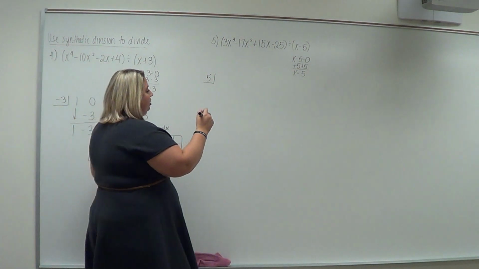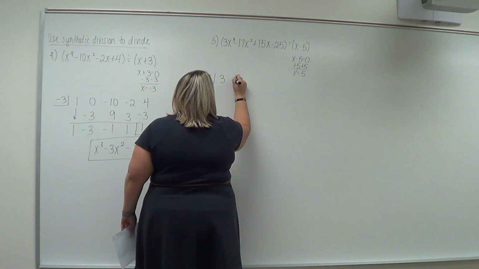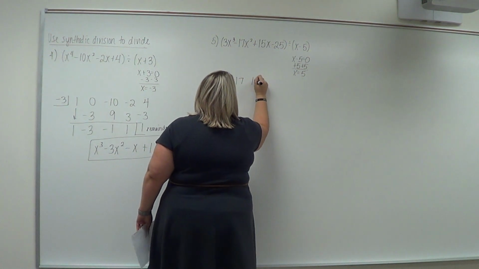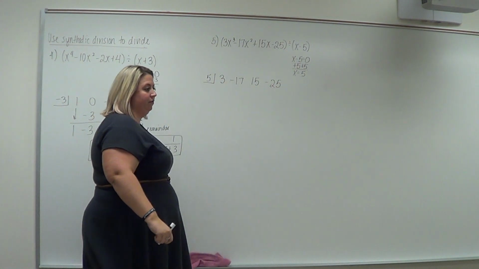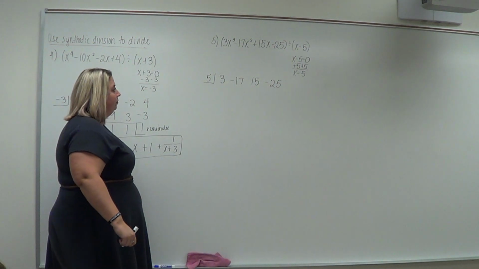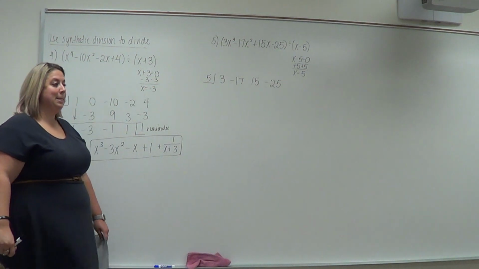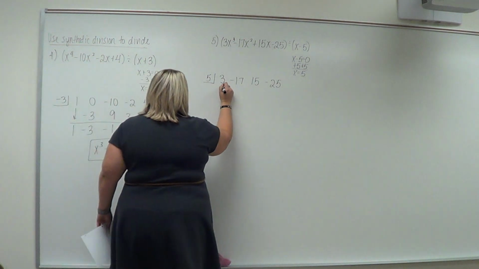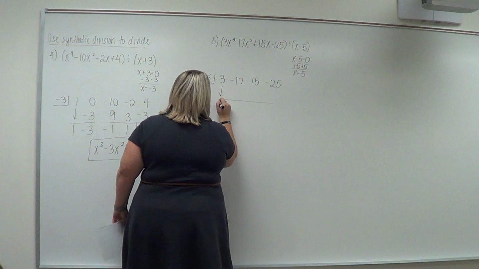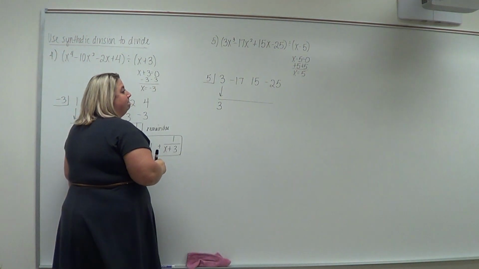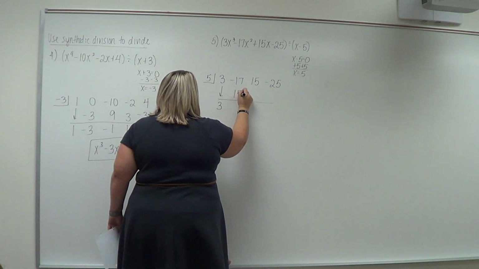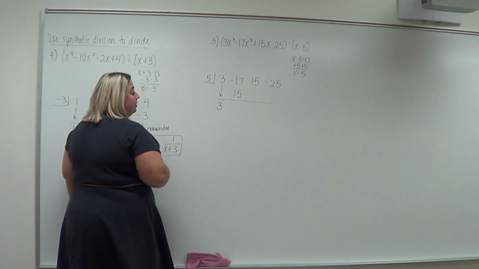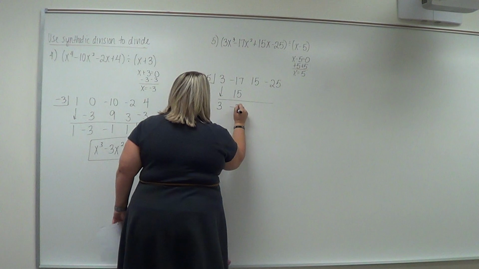So if I list my coefficients, I would have 3, -17, 15, -25. Okay, so what do I do first? Bring down the 3, good. Then what? Okay, so I take 3 times 5 and I get 15, and then what do I do with those 2 numbers? Add them. Good. So I get -2.